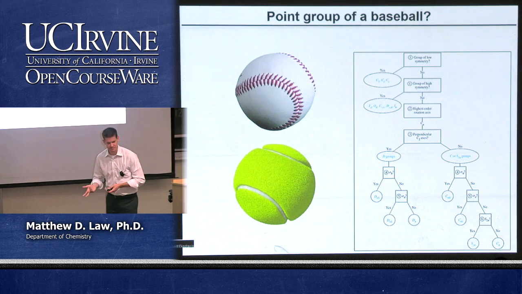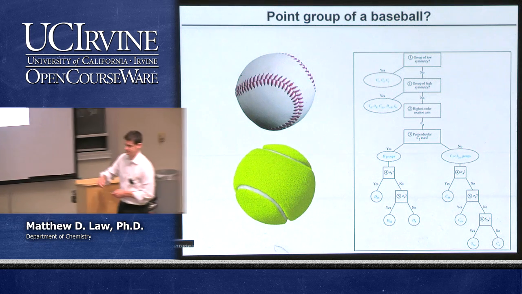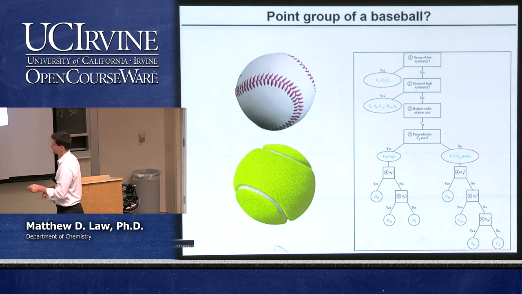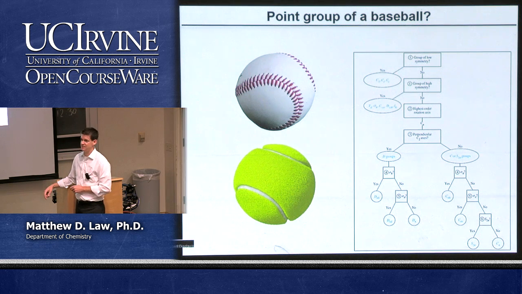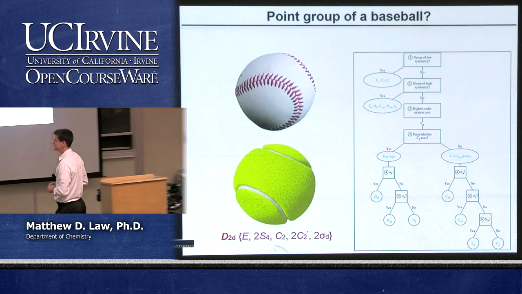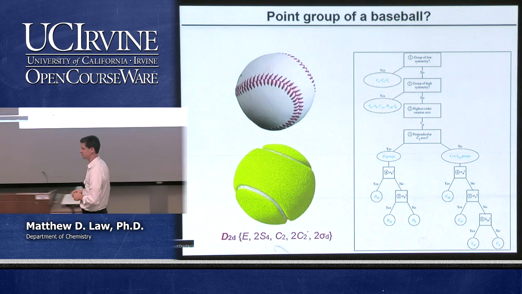So we have a D2. The question is, are there any mirror planes in the tennis ball? There definitely are mirror planes, right? There's a mirror plane that cuts the tennis ball in half in this direction, for example, and a mirror plane that cuts the tennis ball in half in that direction. So what's the point group of a tennis ball or baseball then? D2. Is there an H? D2D. The tennis ball is D2D, and here are the different symmetry operations that pertain to that particular point group.